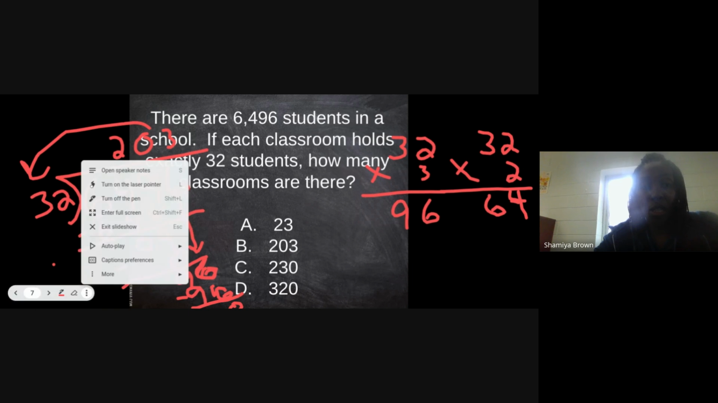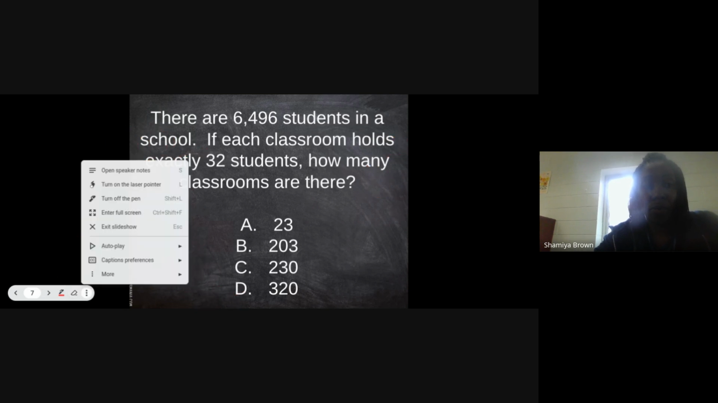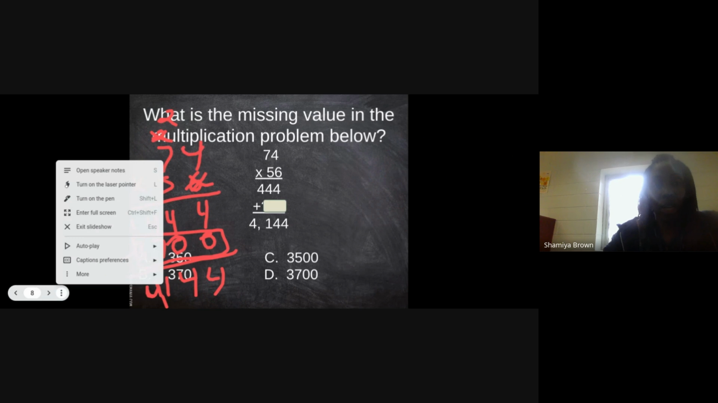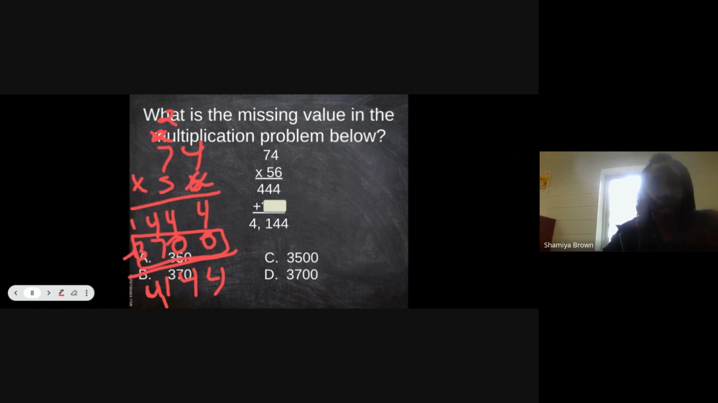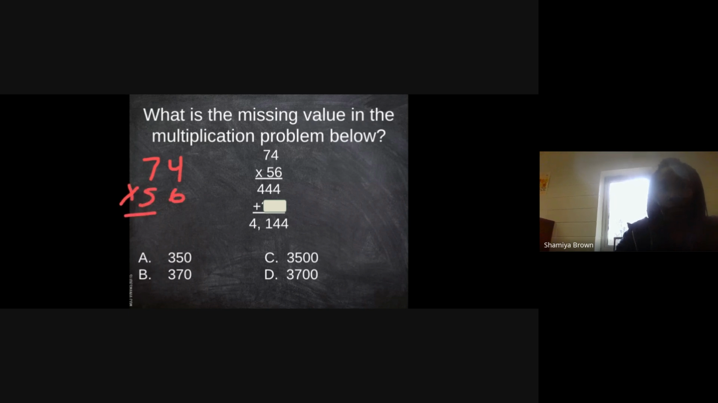All right, next one. All right, so this one asked me what is missing. What is the missing value in the multiplication problem below? So in order for me to find that out, I have to actually do it. So I'm going to write it down. 74 times 56. And I'm going to go ahead and go through it. I'm not just going to put that 4, 4, and 4 down there just because they have it down there. I'm actually going to walk through it.